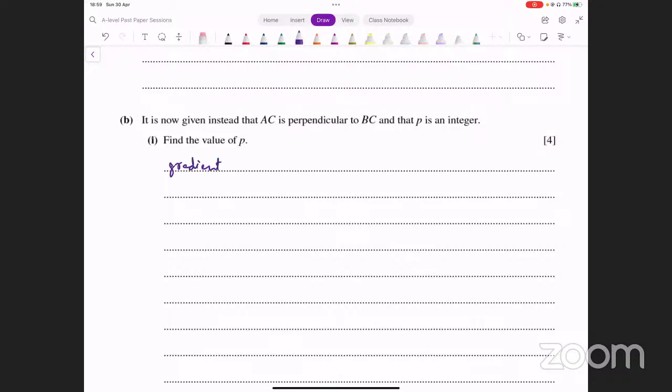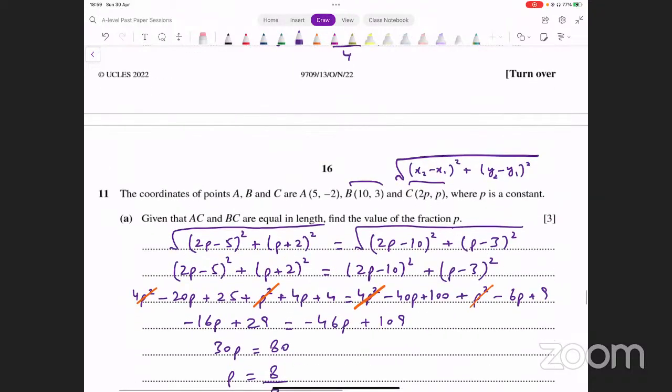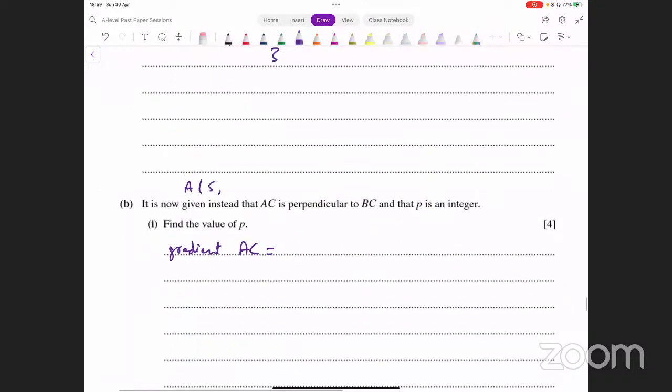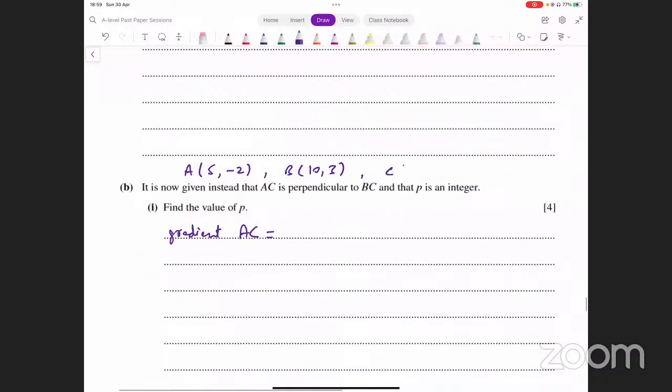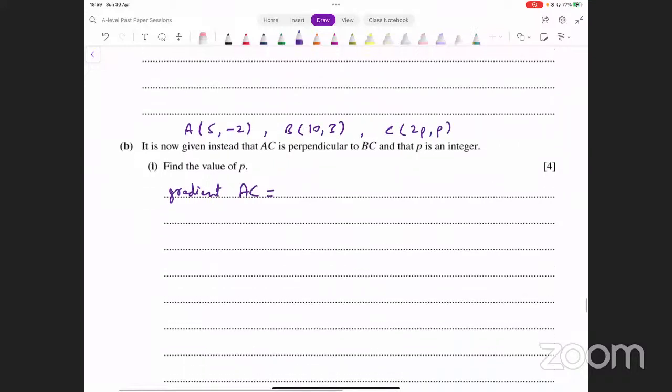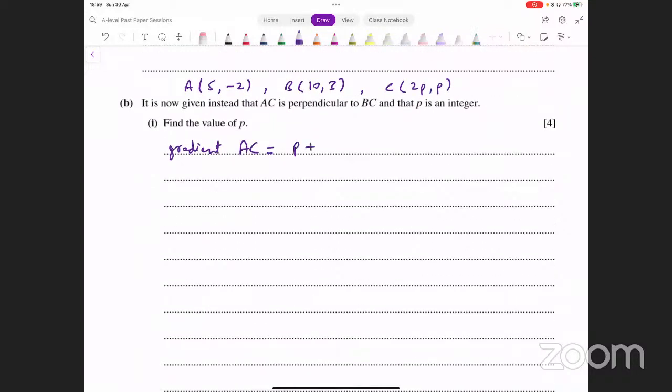Let's find the gradient AC first of all. Let me write down those points here first. A point क्या था? 5, minus 2 and 10, 3 is B. And then you have 2P and P. AC का gradient निकाल लेते हैं. That's P minus minus 2. That's P plus 2 divided by 2P minus 5. That's the gradient of AC. Find the gradient of BC as well. That turns out to be P minus 3 divided by 2P minus 10.